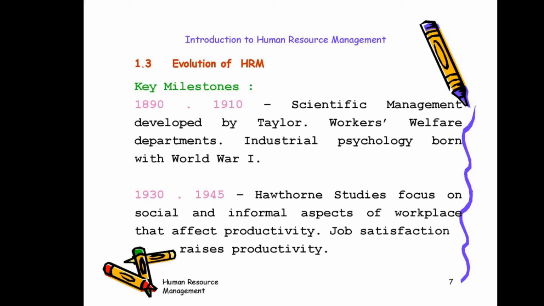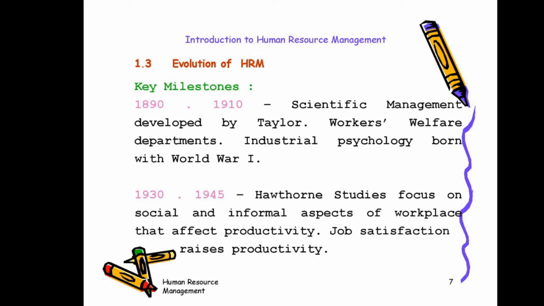In each and every stage they have achieved something. One stage is from the year 1890 to 1910. People like F.W. Taylor were talking about scientific management, that is, workers' welfare. Then during World War One, people were talking about industrial psychology. These are the things that were happening from 1890 to 1910. Because of F.W. Taylor, slowly we are seeing the change.